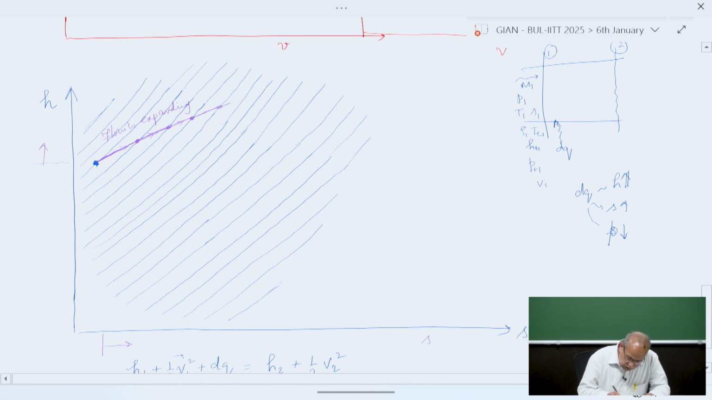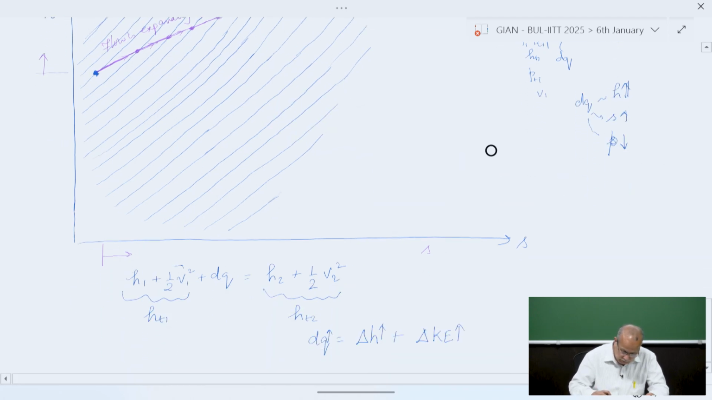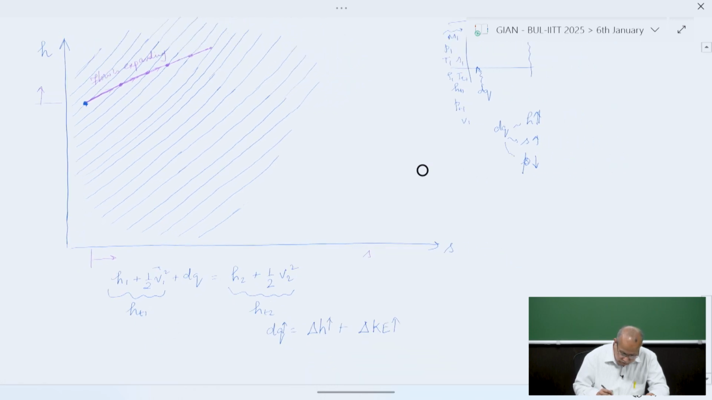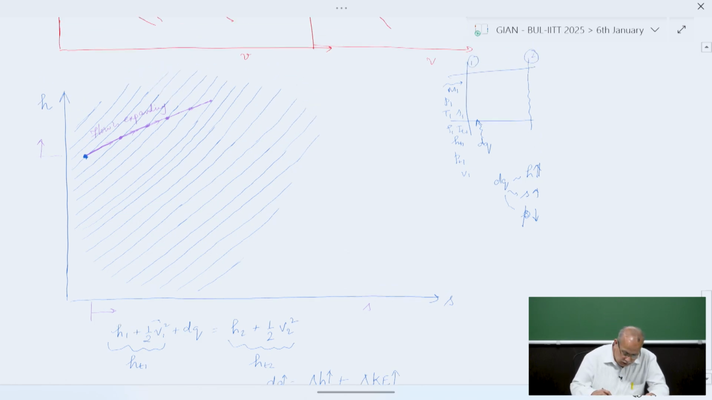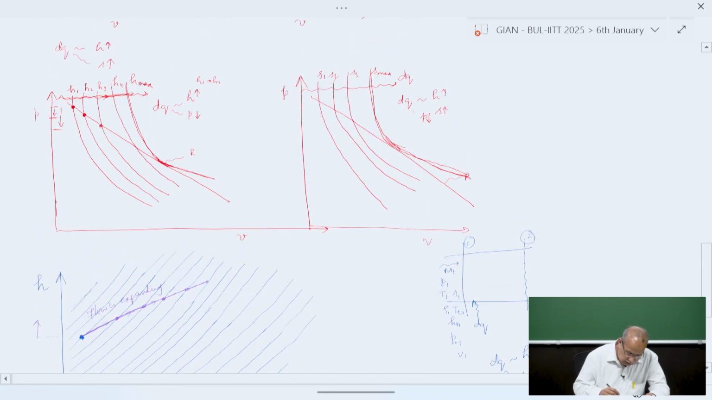until it reaches a maximum. So what do we understand from here? Now, adding heat will cause enthalpy to increase and the kinetic energy of the flow to also increase, because the pressure is decreasing, the flow is accelerating here. Now once it has reached a point, there is a unique point here. Where is it? This is the point here.